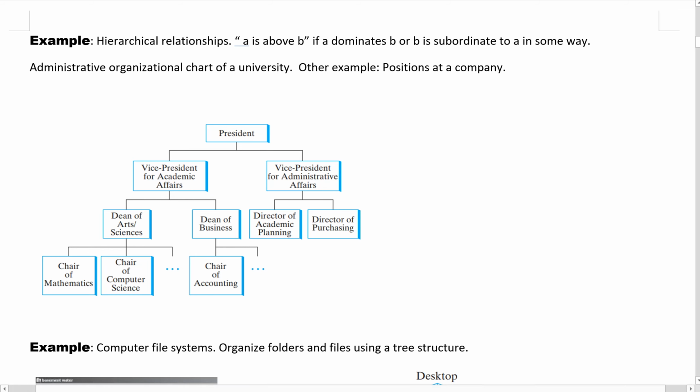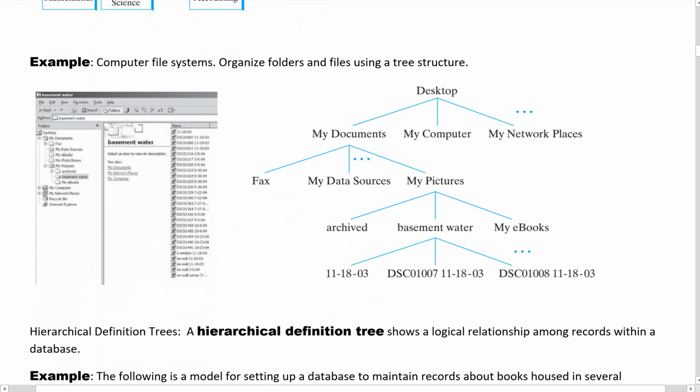Next example, computer file systems. All of us have computers, right? Computers organize folders and files using a tree structure. So for example, look at those files. You can see those files are under the folder basement water. Are you able to see it? And then you can see my ebooks and archive. And next, they're under my pictures, and then my pictures, my photo shows.